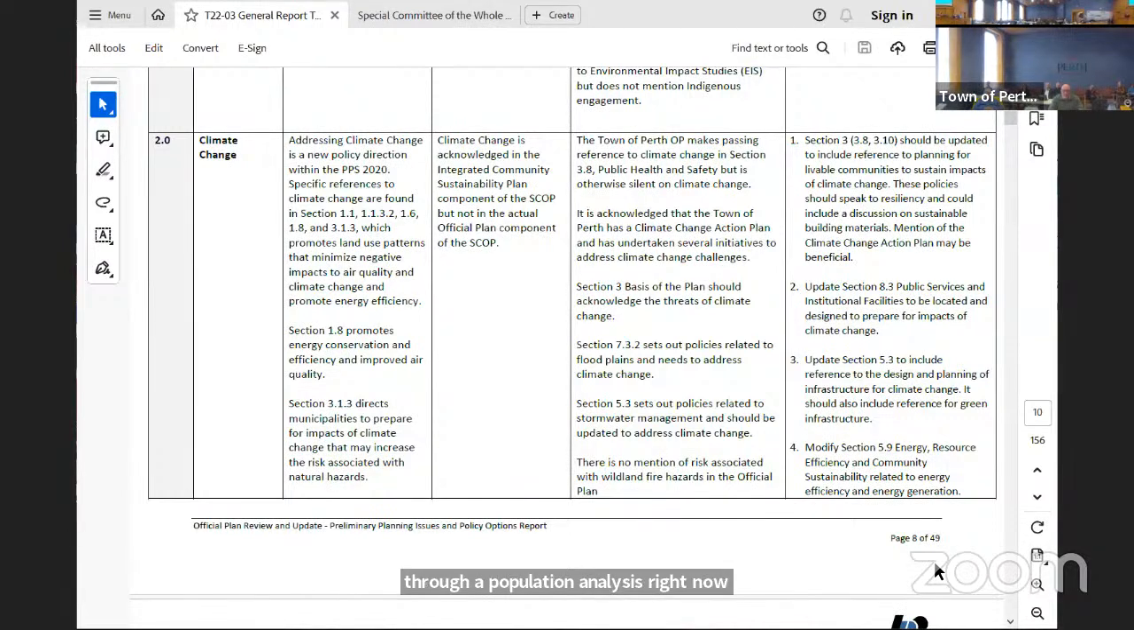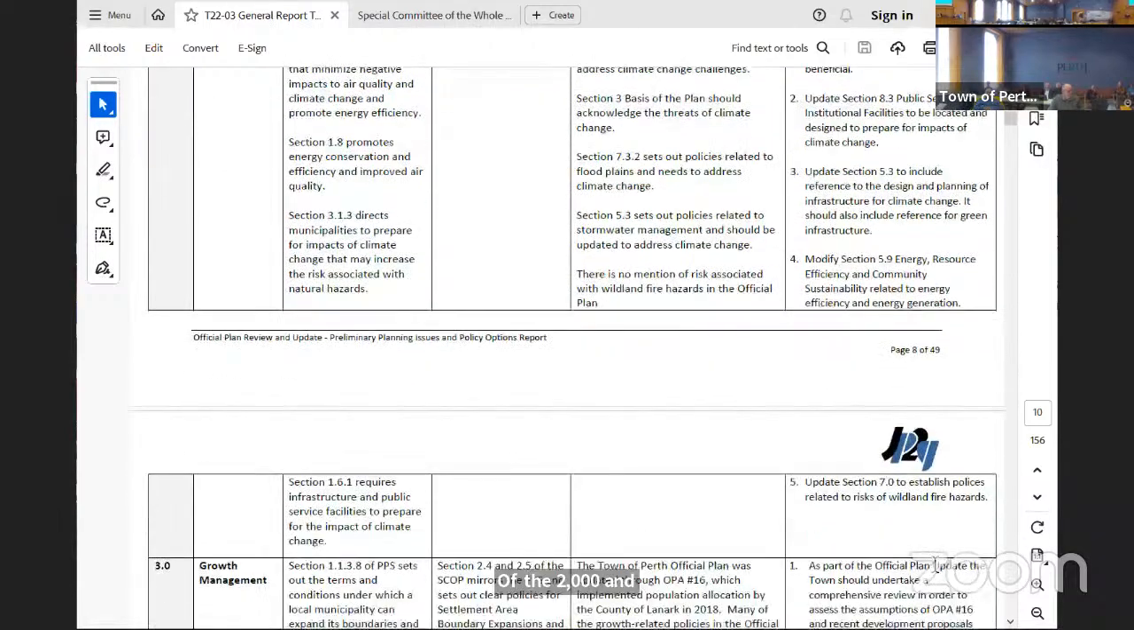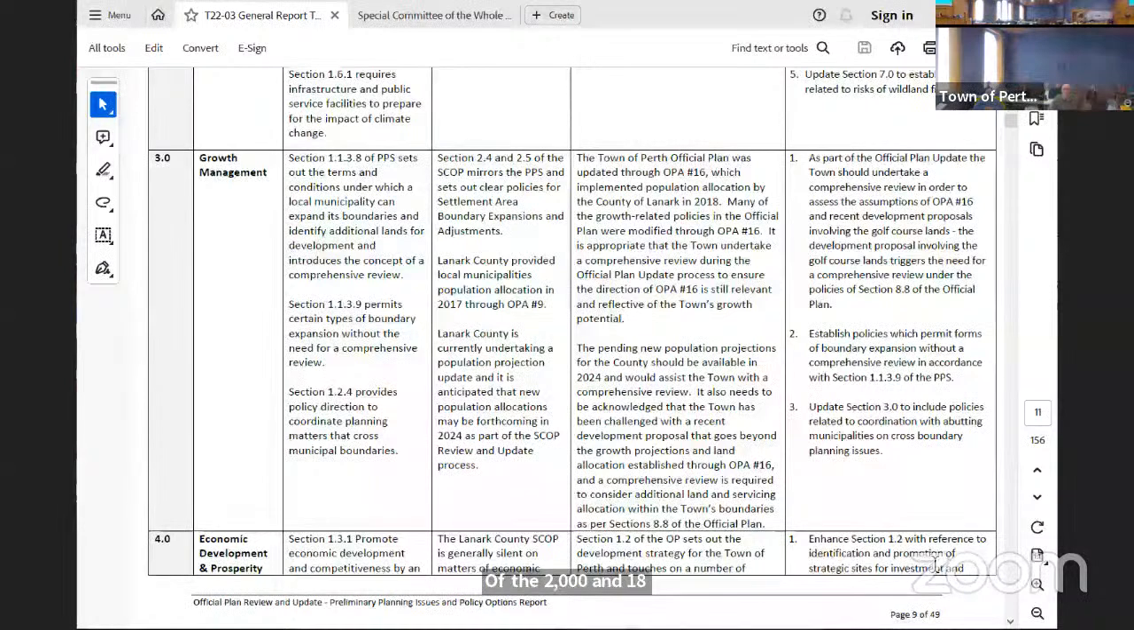I think, and my recommendation here is that as part of this official plan update, you should, as a minimum, review the assumptions of the 2018 comprehensive review that you undertook that was part of official plan amendment 16, and potentially update and provide an update to your comprehensive review. I really think that that is perhaps one of the biggest and most important recommendations, is to do that, and for you to commit to doing that as part of this process.